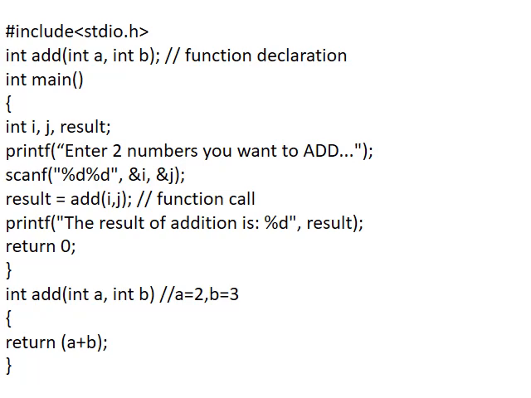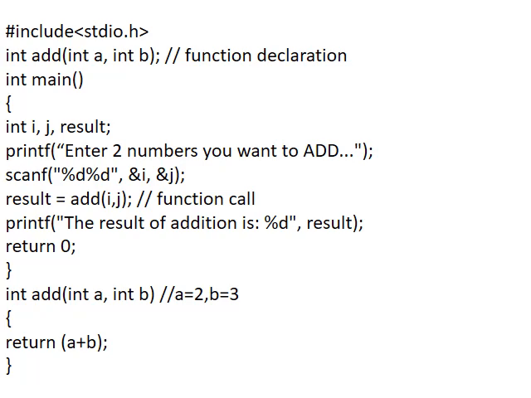After #include <stdio.h>, that section is called the global declaration section. Whatever functions we declare here can be used by any function in the program. So the functions must always be declared in the global declaration part before the main function.